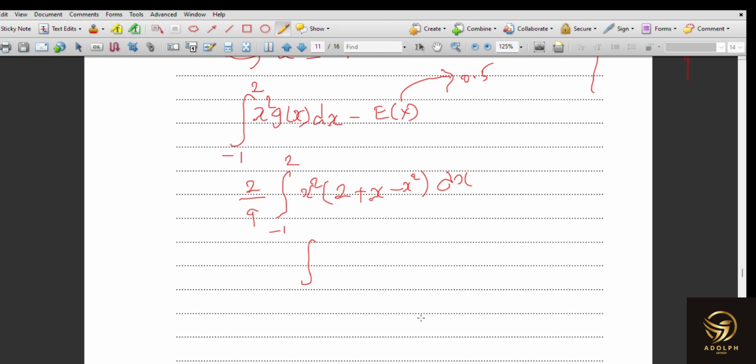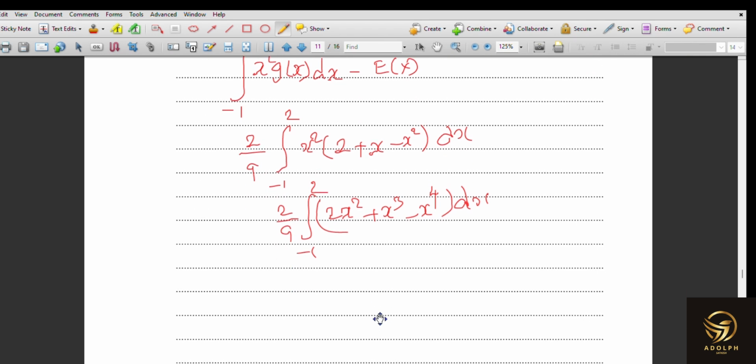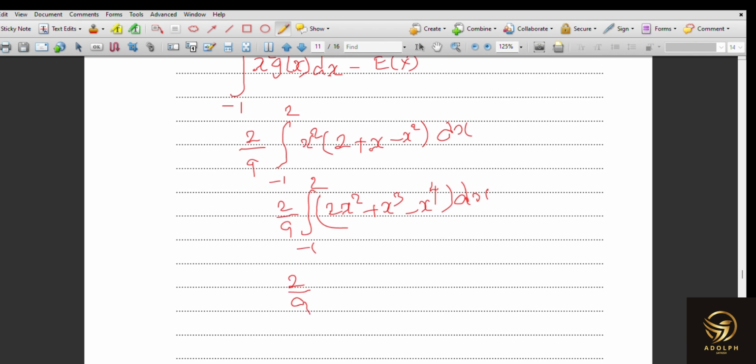When I'm multiplying, I'm getting 2x square plus x cube minus x power 4. This is what I will have to integrate with the limits as -1 to 2, and 2 by 9 is the constant that I have. Then 2 by 9, when I'm integrating, I'm getting 2x cubed by 3 plus x power 4 by 4 minus x power 5 by 5.